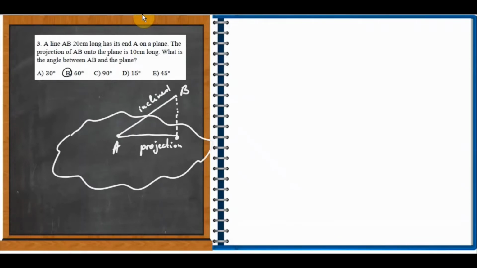Now, the angle between the inclined line and the plane is the angle between the inclined line and its projection. So we are looking for angle A. AB is 20 centimeters long. Let's write it.